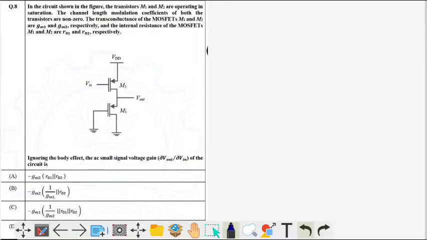This is question number 8 of GATE 2021 Electronics and Communication Engineering. This is a one mark question. Let's try to solve this question.